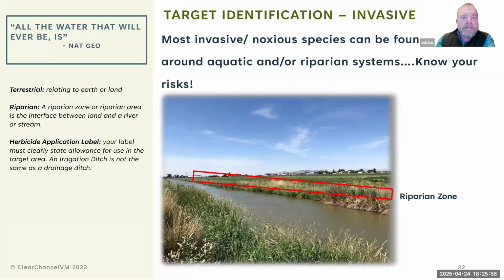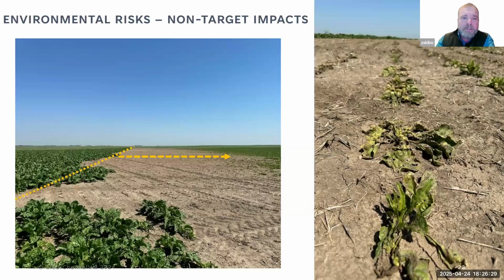Now, it is really important as managers going after aquatic or riparian species to know where you're likely to see these species and also what species are likely to be out there. It's important to note that most of our invasive and noxious species in the state of Montana are going to be found in, on, and around aquatic or riparian systems. So know your risks, right? You can't just pick any herbicide and go out after a plant because somebody told you or you heard somewhere that that was a good option.